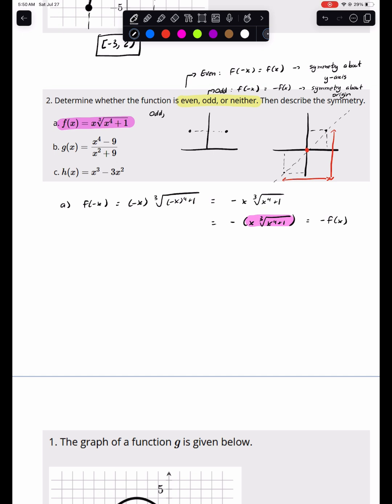So this is odd. And the symmetry is, I'm going to do shorthand, about the origin, yeah. That is the first one.